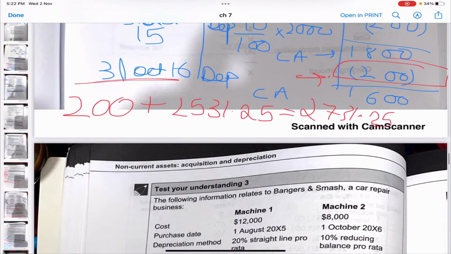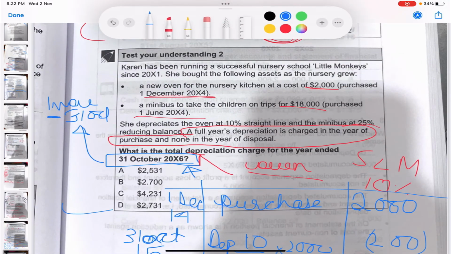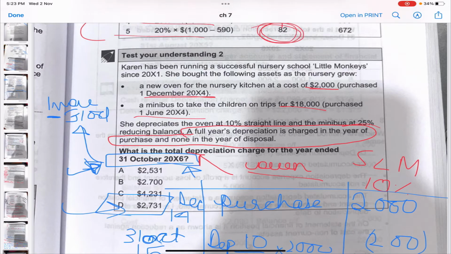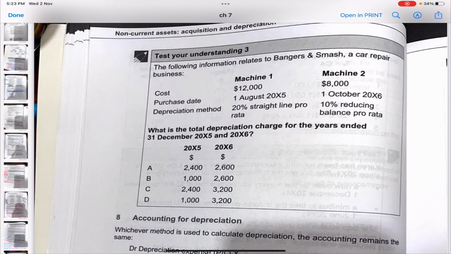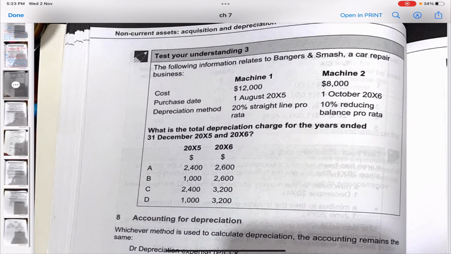Is 2731 there in the answer? Yes. So D is our answer. Clear? No doubts, because we wanted the depreciation as on this year. Now let's go to the test understanding 3. Read the question, then we'll start with this, and I hope you're solving it along with me.